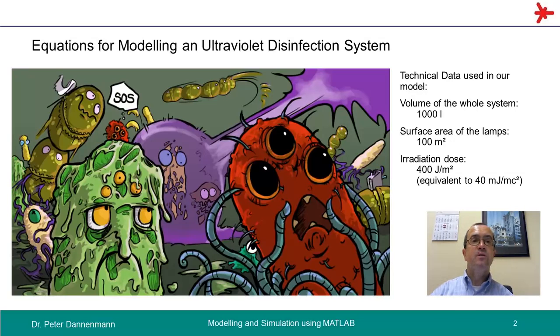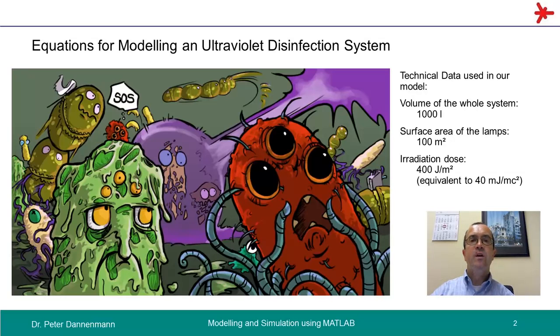How do we achieve this disinfection? In our case, we will use ultraviolet light. This light, specifically ultraviolet C light, in a range between 240 and 280 nanometers wavelength, destroys the bacteria's genetic material so that they cannot proliferate.